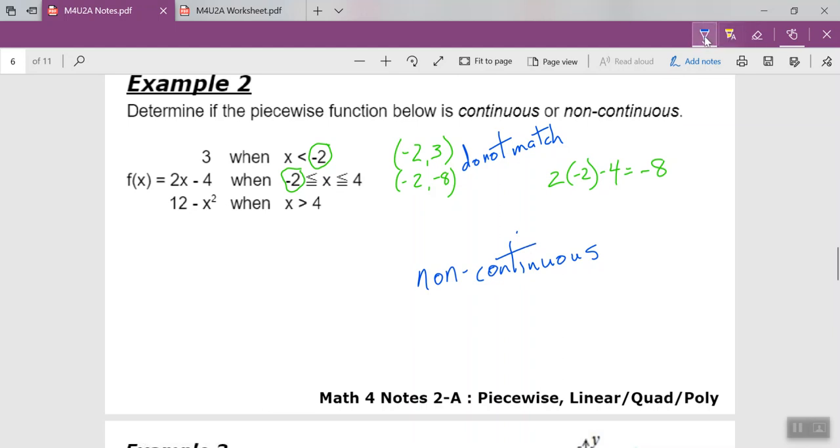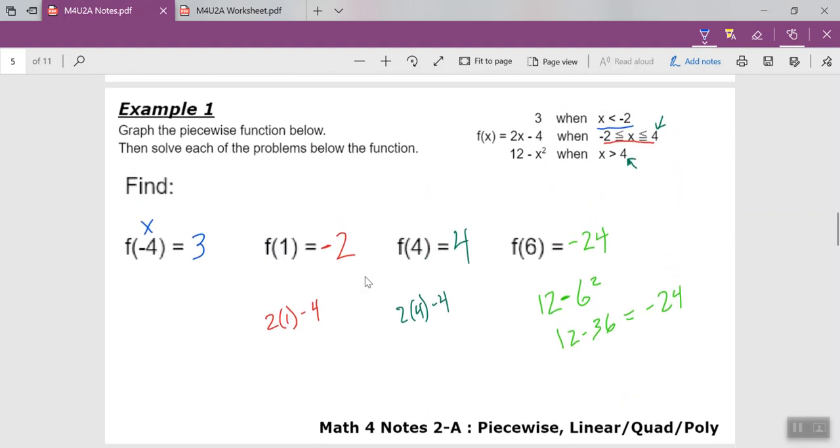Now, even if the negative 2's had worked, we would have to check the 4's and make sure that the 4 here matches the 4 there. If it's going to be continuous, it has to work every time you do that. Now, let's go back up and look at the graph of this thing.